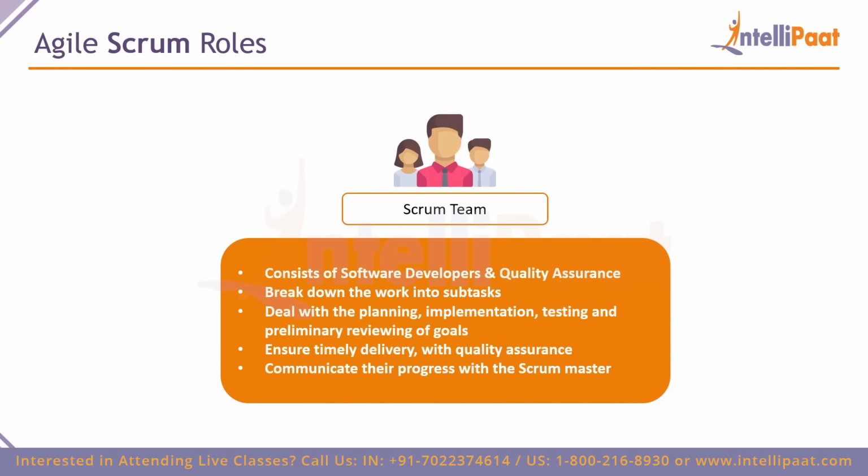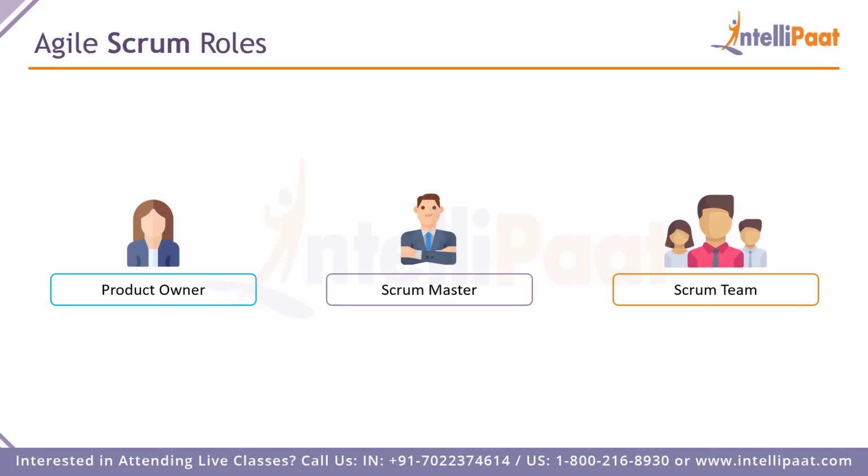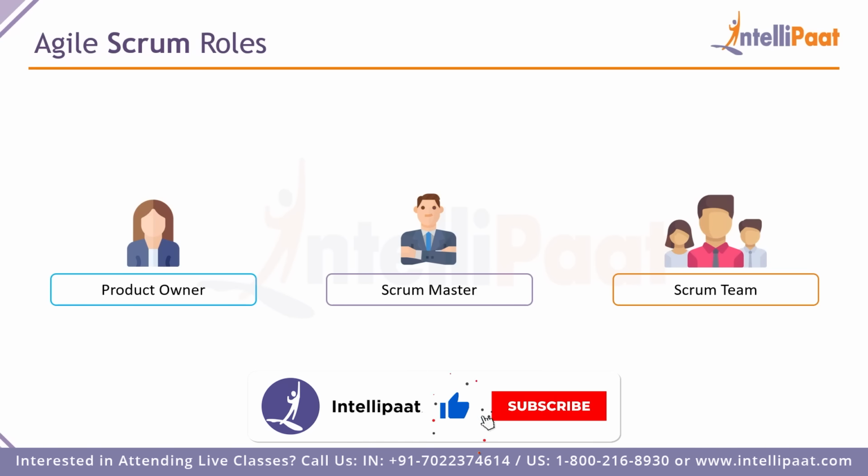with the quality assurance based on how they assess the final product. And then they will communicate their progress and the final product with the Scrum Master, and if it is required, with the stakeholder and the product owner as well. So we have three components in the Scrum environment, which include the product owner, Scrum Master, and the Scrum team.